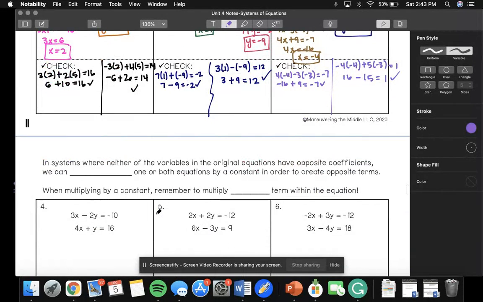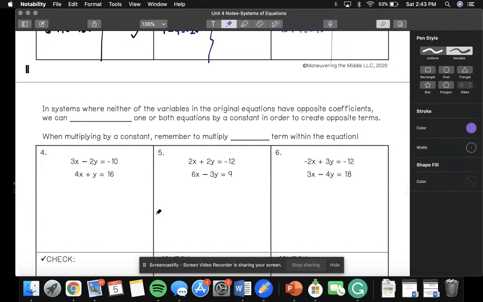Okay, now on the back page, in systems where neither of the variables are ready to be eliminated or they don't have opposite coefficients, what we're going to do is manipulate the equations by multiplying them, either one or both of them, by a constant in order to create opposite terms. When multiplying by a constant, remember to multiply every term within the equation. Okay, so this one you get a lot of freedom.